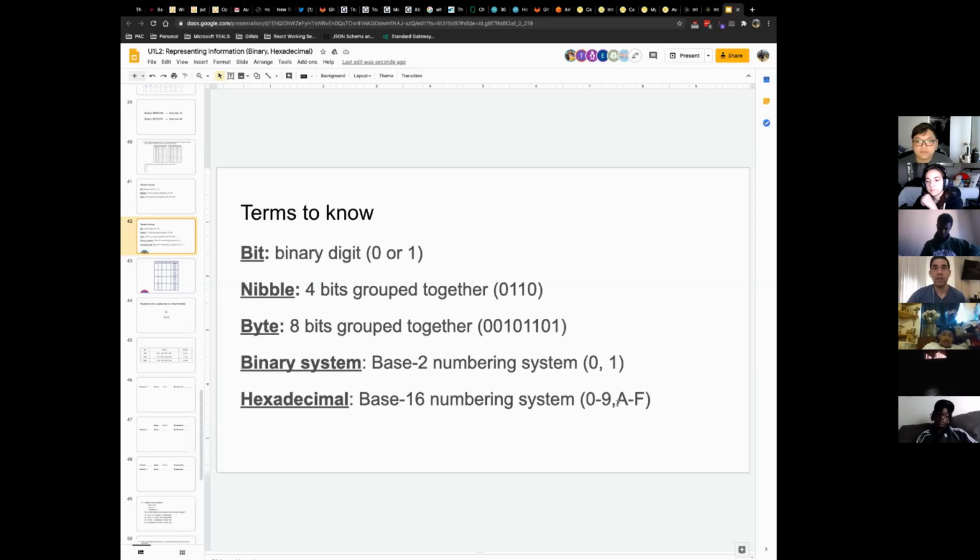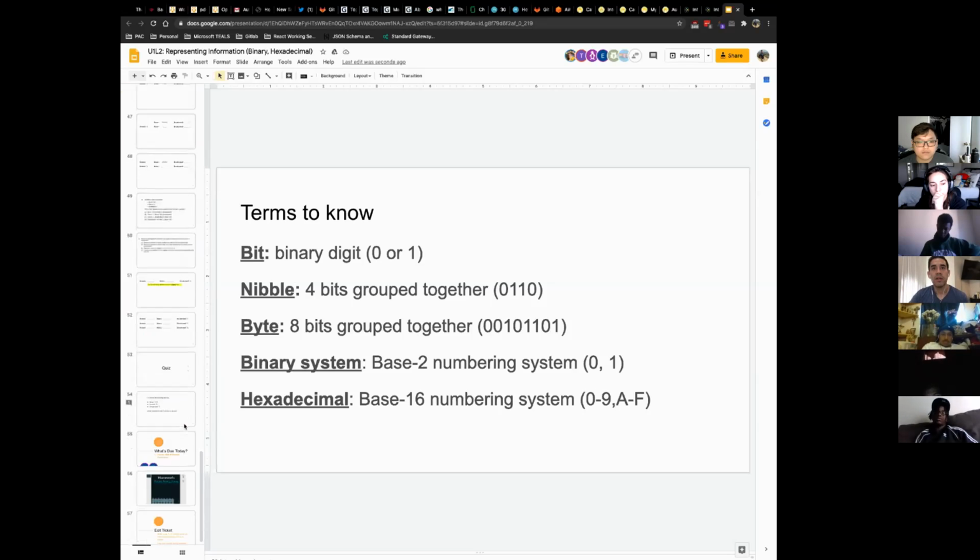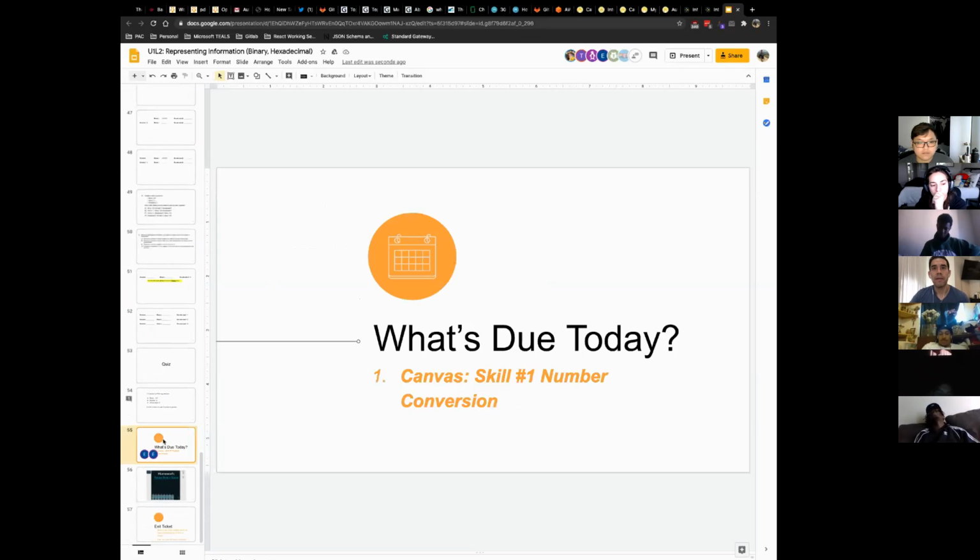That's what we're going to cover today. Let's go ahead and hop into the homework assignment that we want to cover. So today we want to make sure that we cover skill number 1 in Canvas. If we go to our Canvas and we go to our skills, let's make sure we get that.